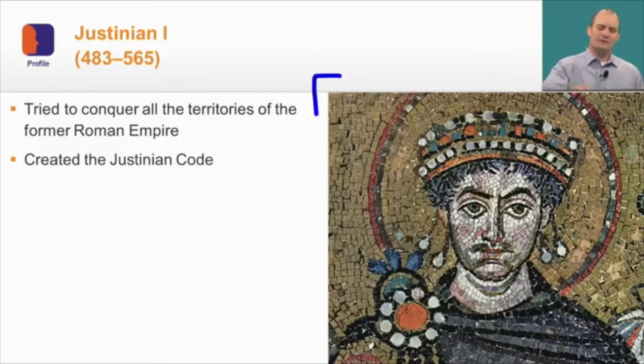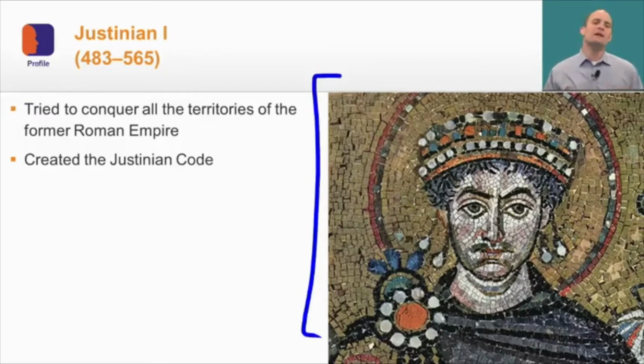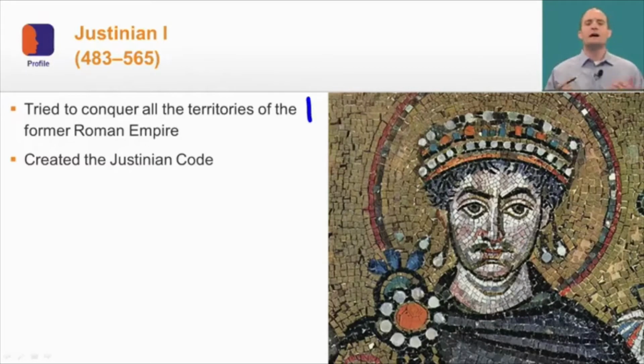Justinian, who you can see on the screen here, is considered by many historians to be the greatest of the Byzantine Empire emperors. And this is for a number of reasons. One is he tried to reconquer all of the territories of the Roman Empire, and we'll take a look at his map in a second of all the territory that he came to control. And secondly is he created the Justinian Code, which we're going to look at too.